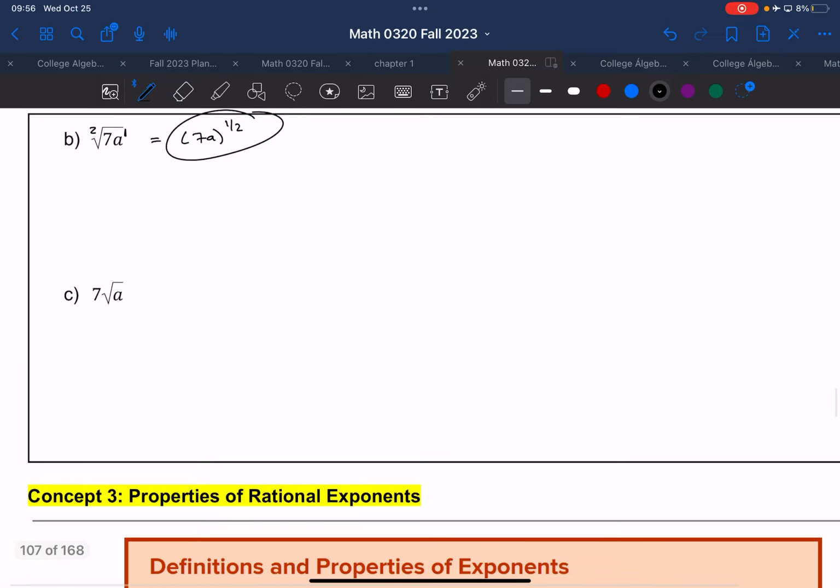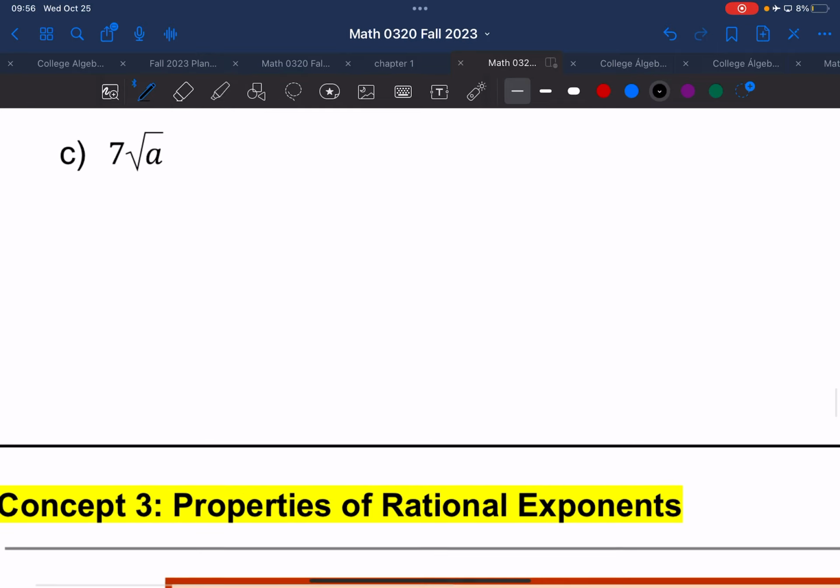So unlike B, we notice that C has a number outside of the radical sign. So what are we going to do with that 7? Put it on the front by itself. Good, put it in the front by itself. Okay, we just move the 7 into our answer. That means the only thing we're looking at here is this square root of A. So how could we write that with a power?